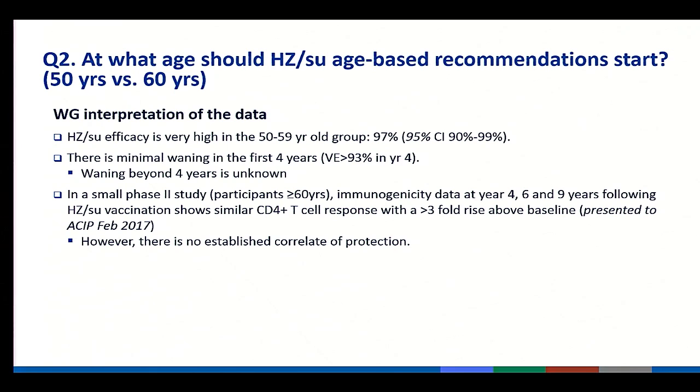In a small phase 2 study of participants 60 years and older, immunogenicity data at 4, 6, and 9 years following subunit vaccination shows similar CD4 positive T cell response with a greater than threefold rise above baseline. And this data was presented to the ACIP in February of 2017. However, there is no established correlative protection.